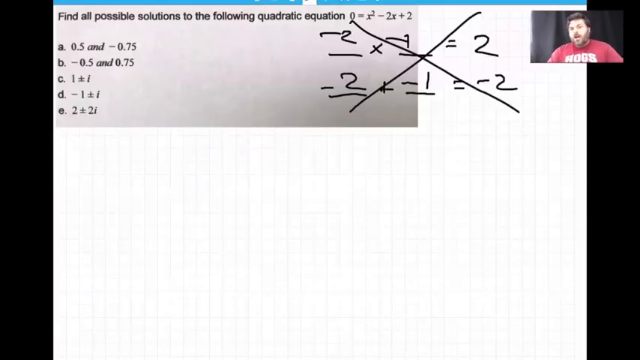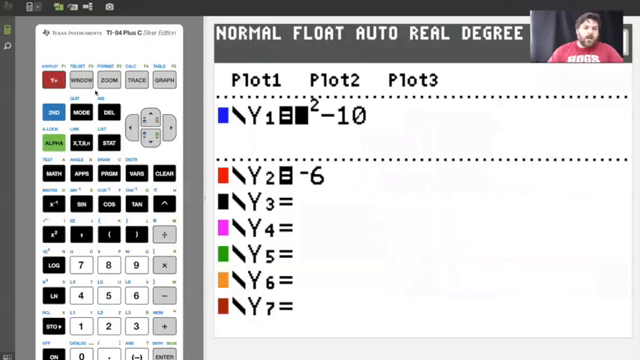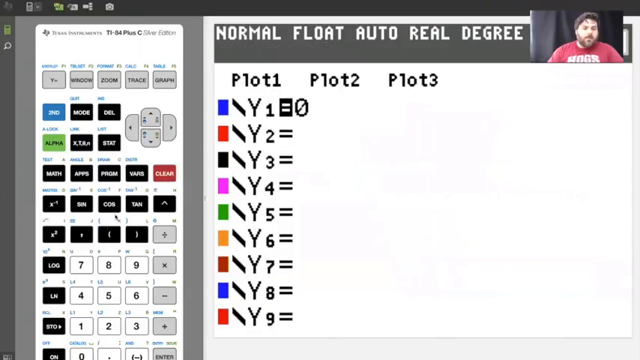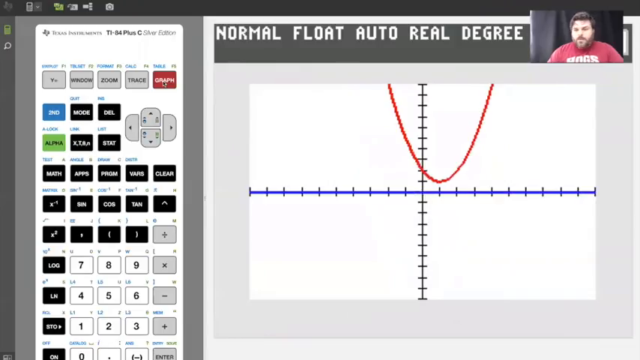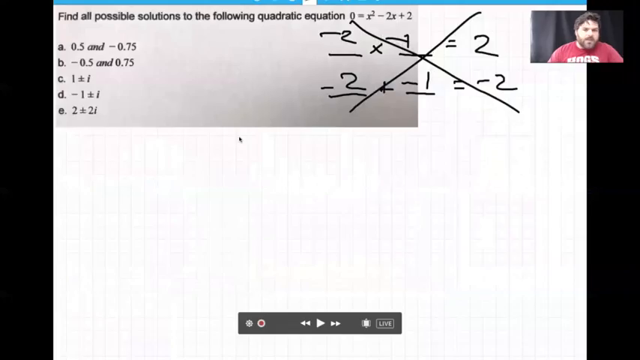So next thing I maybe try is my graphing calculator. Okay, I'm going to graph 0, and I'm going to graph x squared minus 2x plus 2. All right, so y equals, I'm going to graph the left side, then I'm going to graph the right side. So x squared minus 2x plus 2. All right, so where do they intersect? Okay, they don't intersect. Well, if they don't intersect, that means there's 0 real solutions.